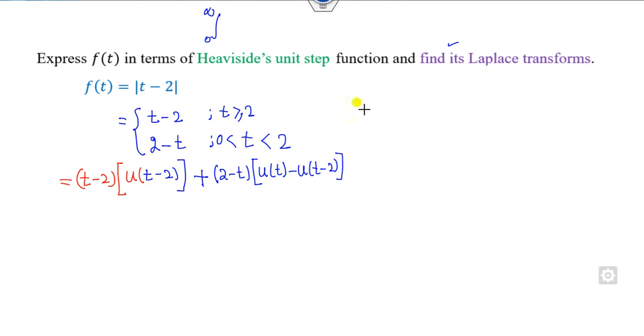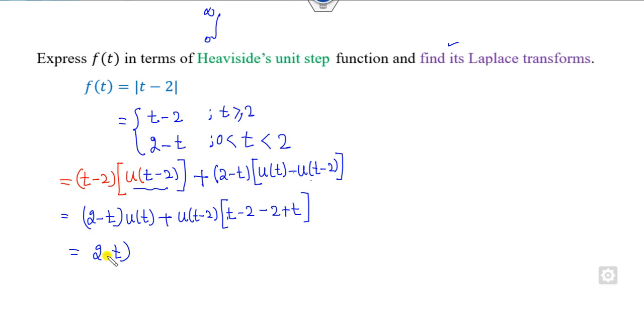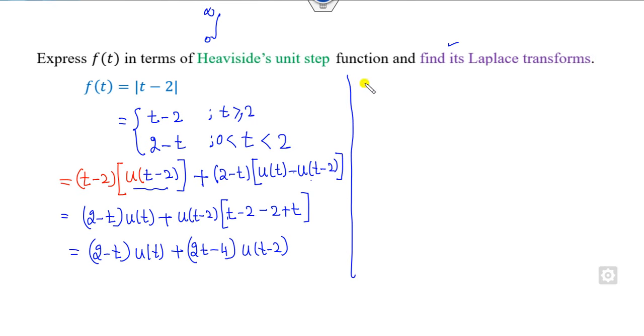Fine. Now I can open this bracket if this component will be common. So I can write 2 minus t of u of t, and u of t minus 2 I can take as common. So it is t minus 2, minus, it will be negative, so I can change the sign, plus t. Fine. So it is 2 minus t of u of t plus 2t minus 4 of u of t minus 2. Now you can find the Laplace transformation of this.